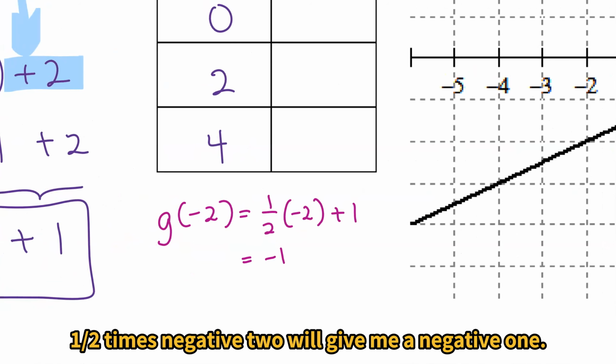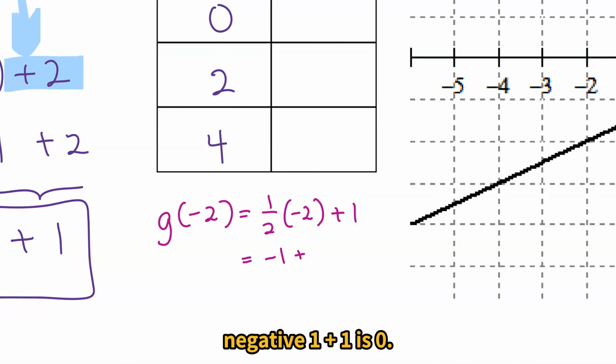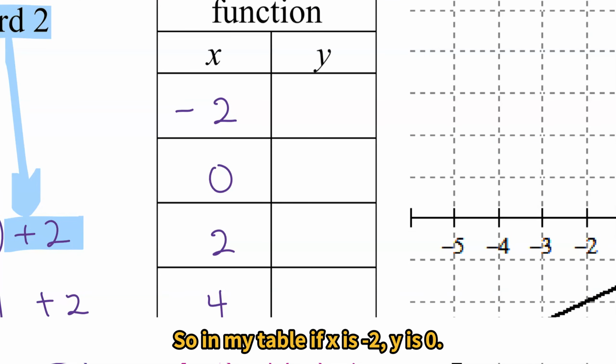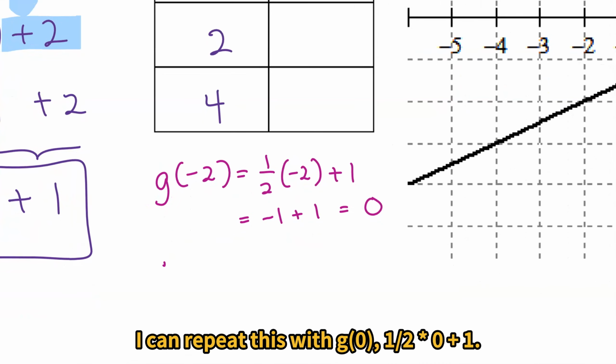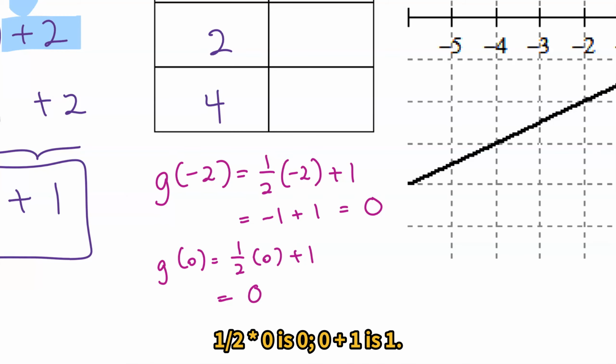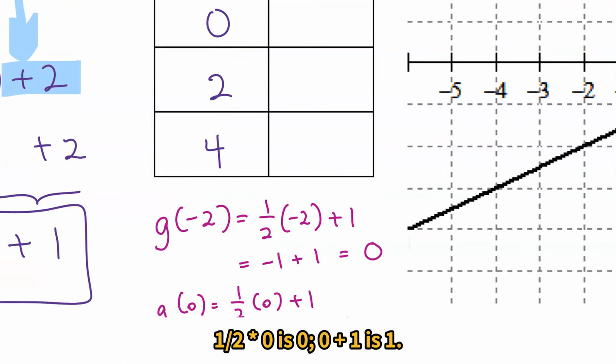1/2 times -2 will give me a -1. -1 plus 1 is 0. So in my table, if x is -2, y is 0. I can repeat this with g of 0. 1/2 times 0 plus 1. 1/2 times 0 is 0. 0 plus 1 is 1.